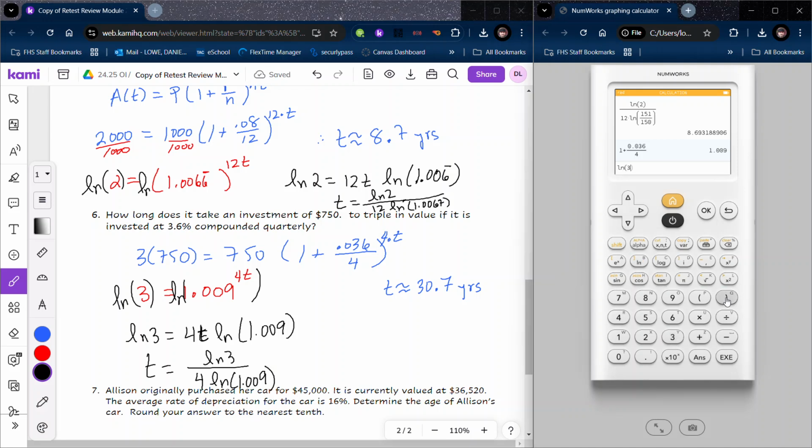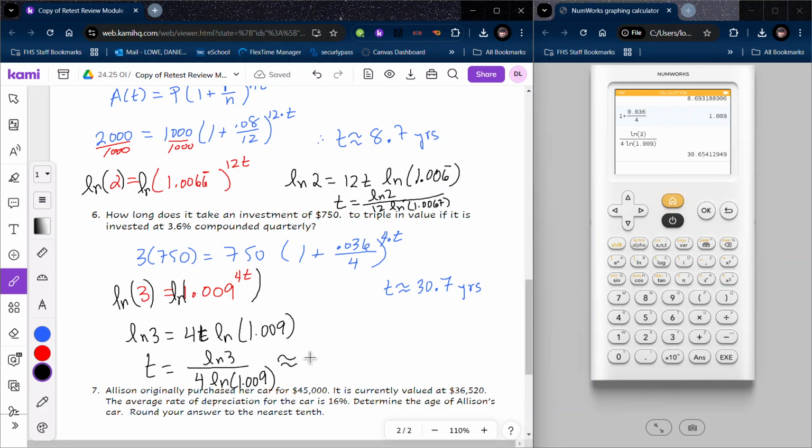And if I had a calculator, I could easily compute that. Natural log of 3, close parentheses, all divided by 4 times the natural log, and I'll just use answer so I don't type it incorrectly, and we see that approximate value, once again, of 30. Let's say we wanted 3 decimal places, I'd say 30.654 years.